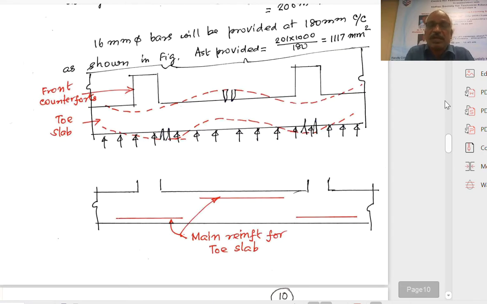Right, now this is also needed. We are going to design the front counterfort. So when we design the front counterfort, we know it will also act as a cantilever fixed with the upright slab, subjected to net upward force.